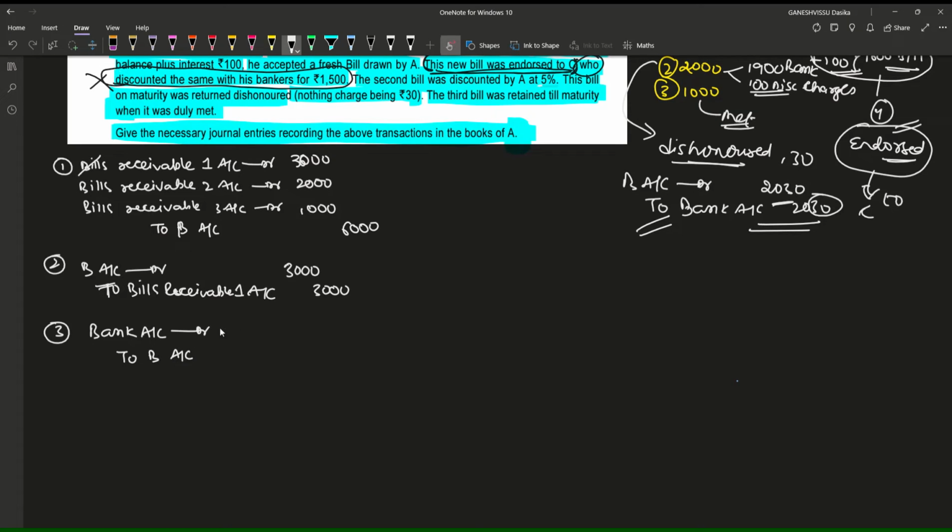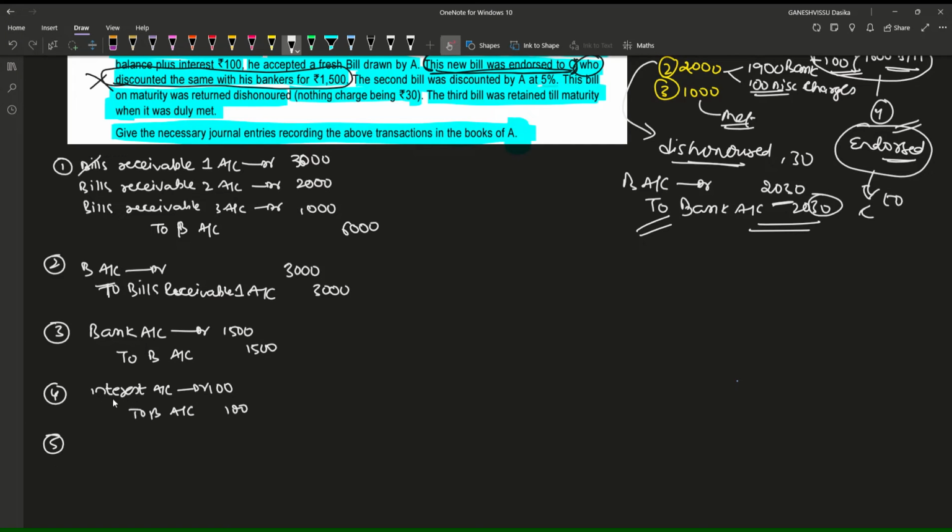B is paying the money in cash 1500, and for the remaining amount, for the fourth, let us first write down the interest due entry. Interest account debtor to B account, 100 rupees.